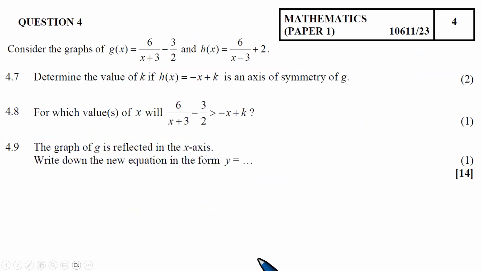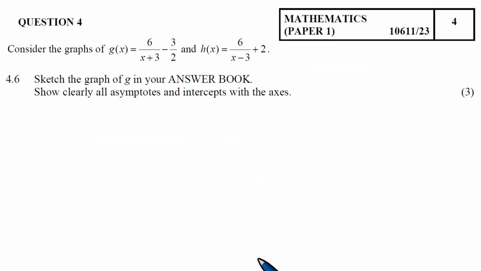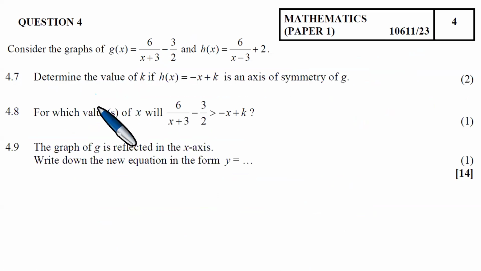Next question. Right, so in the next question right now, we're going to be looking at 4.7. Determine the value of k if h of x is minus x plus k is an axis of symmetry of G. So how do you know about the axis of symmetry of G?